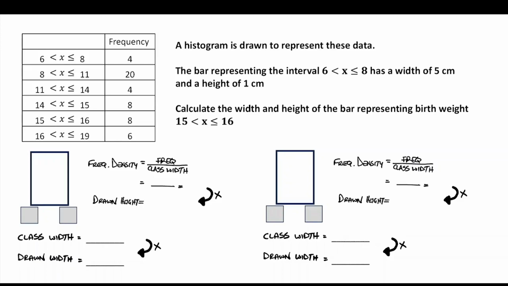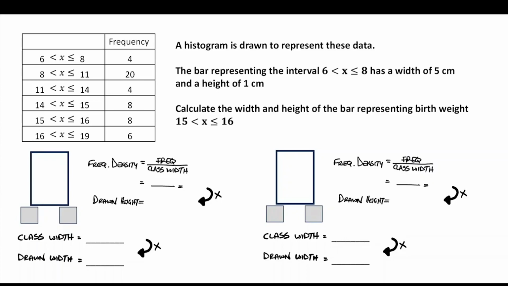So in this question, we've been told that a histogram is drawn to represent the data in the grouped frequency table shown. The bar representing the interval 6 to 8 has a width of 5 centimeters and a height of 1 centimeter. We've been asked to calculate the width and the height of the bar representing 15 to 16. Okay, so this is what we'd usually see in a histogram question that wants us to find the dimensions of a particular bar. Now I'm just going to reread through the question.